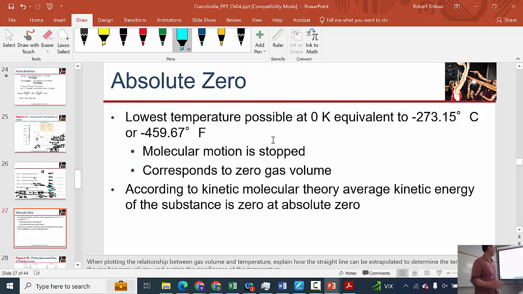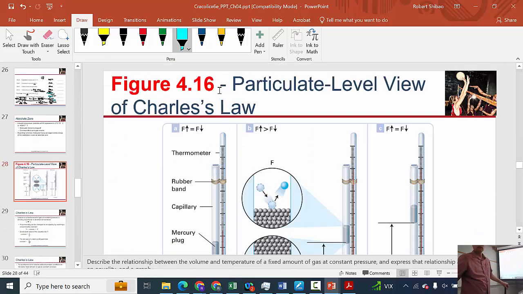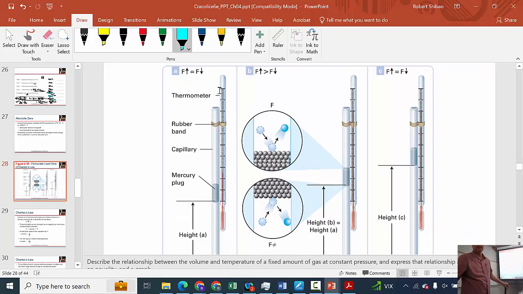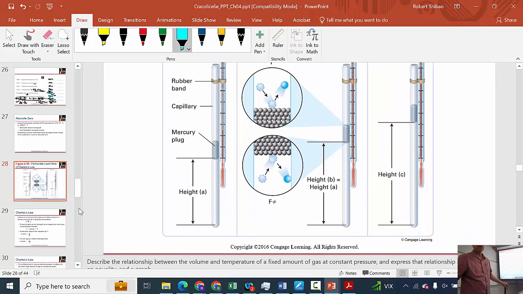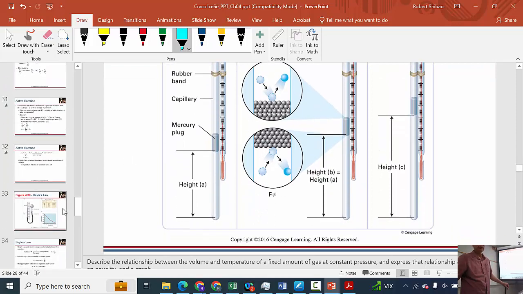We have absolute zero, which is -273.15. Oh, sorry, -459.67 degrees Fahrenheit. Molecular motion stops, which corresponds to zero gas volume. According to kinetic molecular theory, the kinetic energy of the substance is zero at absolute zero. Here's a particulate view of Charles' law. And there's some more stuff.